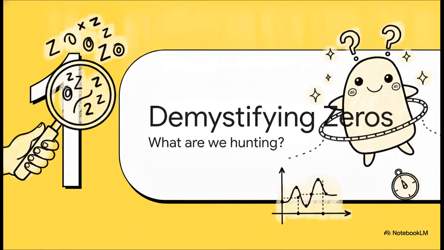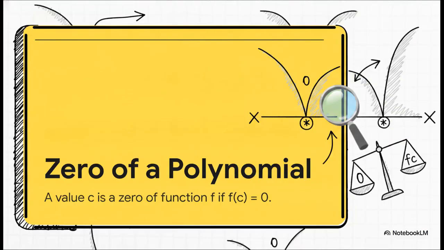All right, phase 1, demystifying polynomial zeros. What exactly are we hunting? The core definition of our target is actually surprisingly simple. A zero of a polynomial is just any value, let's call it c, that makes our function equal absolute zero. You plug it in as your x value, and poof, the whole equation just vanishes into thin air. That's the culprit we're looking for.